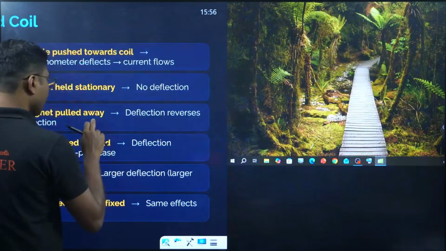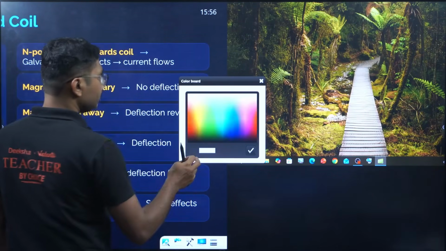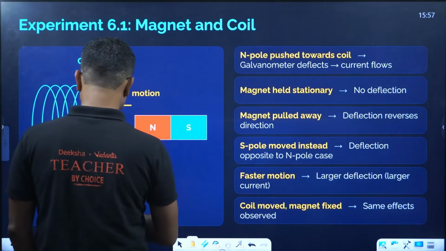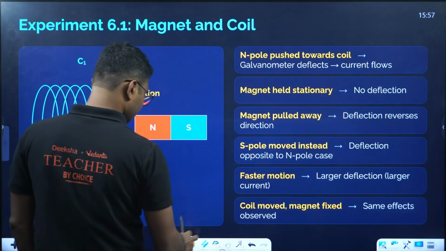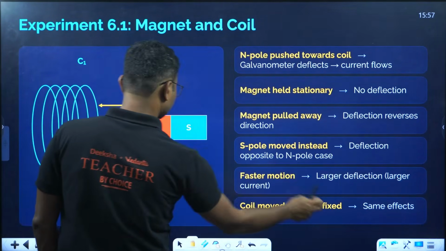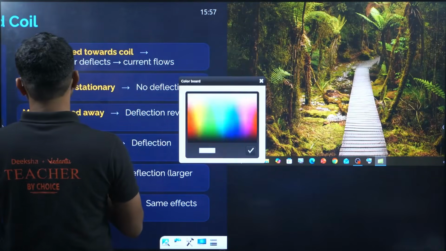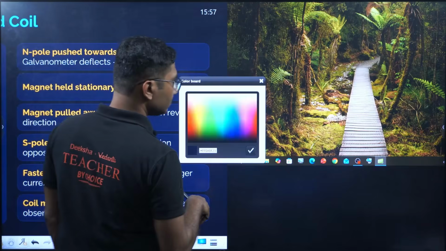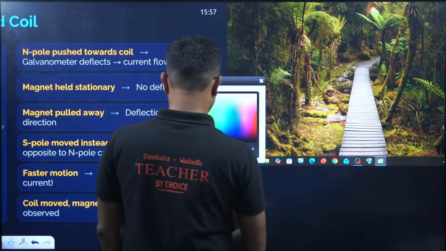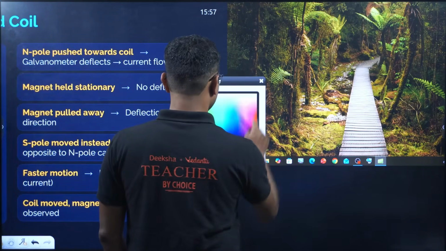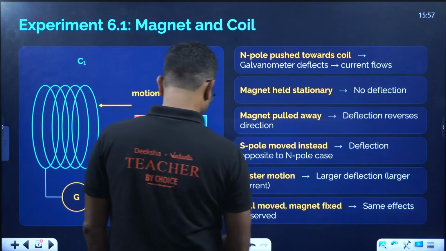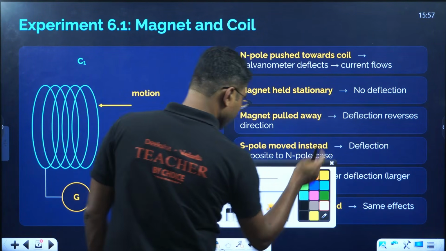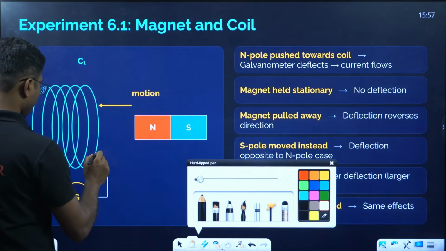Let me just take a second. I don't know what happened. I am not able to select the color for some reason. Anyway, let me use this color and combine this.